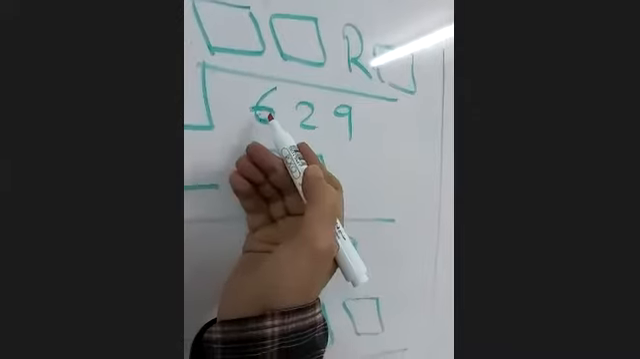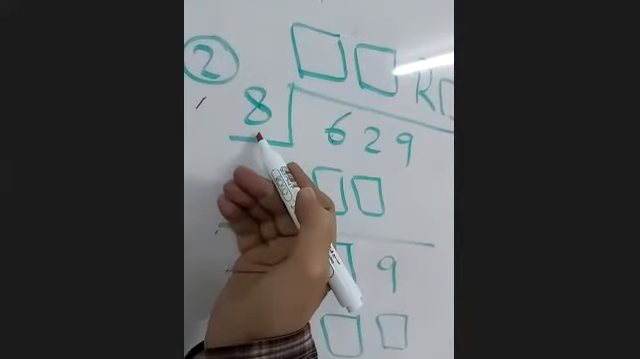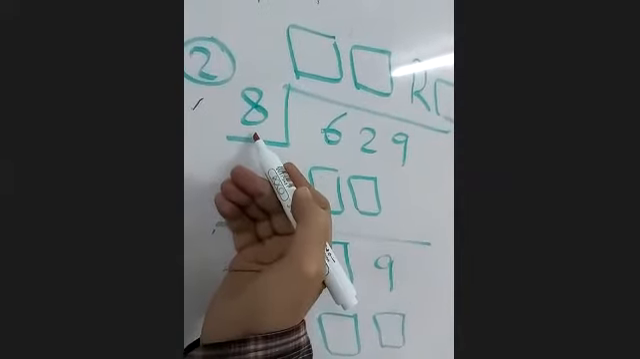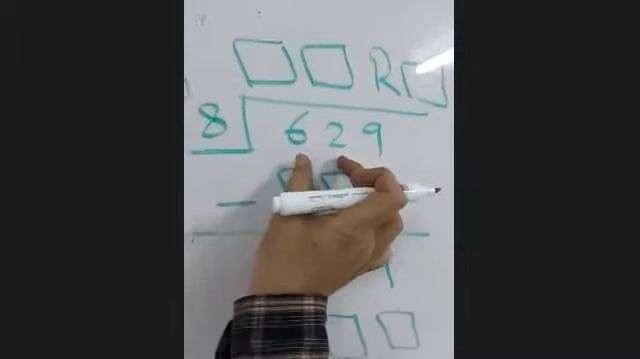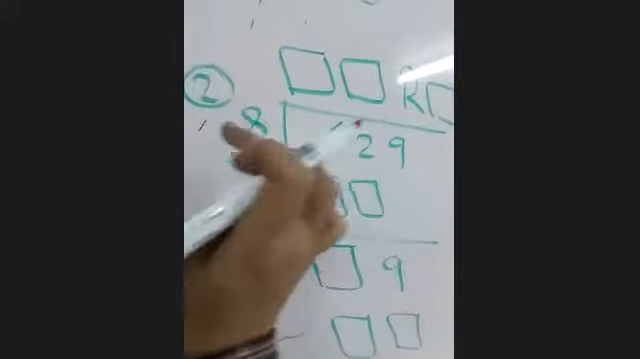Because it's bigger than 6? Because 6 is less than 8. So we will take 62. Yalla, 62 divided by 8, Omar, how much? 9. 62 divided by 8, 9, good.